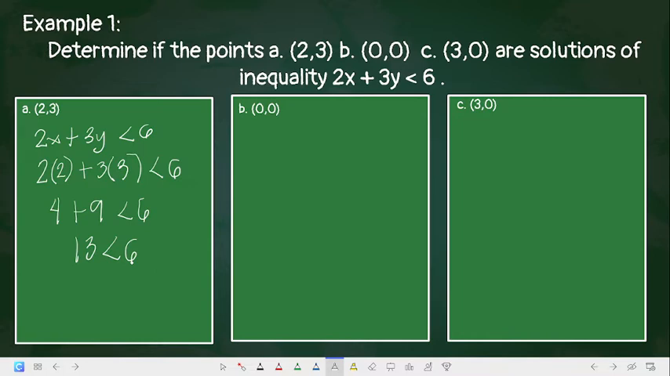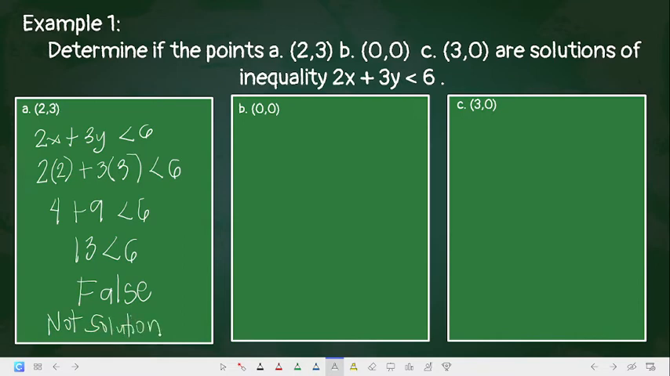If your answer is false, that is correct. 13 less than 6 is false. For it to be true, the symbol should face the 13. Remember in elementary, the symbol eats the bigger number, like the mouth of an alligator. That is true. But if the symbol faces the smaller number, that is false. So this is not a solution.